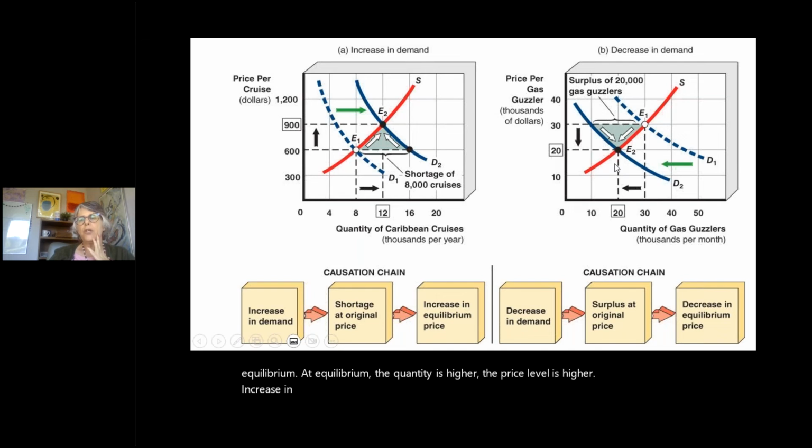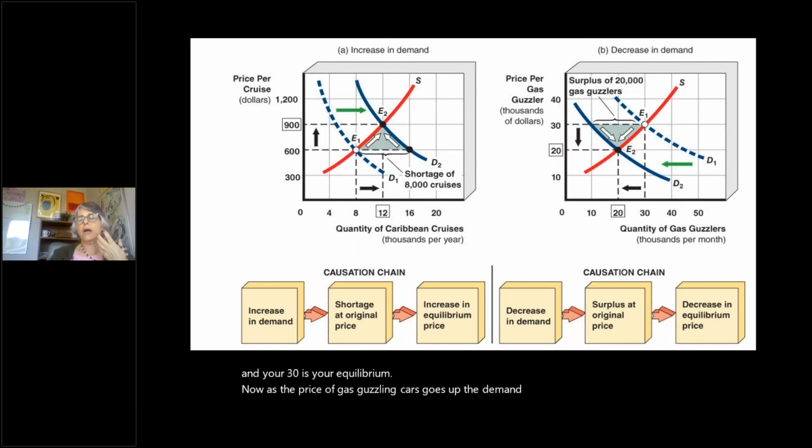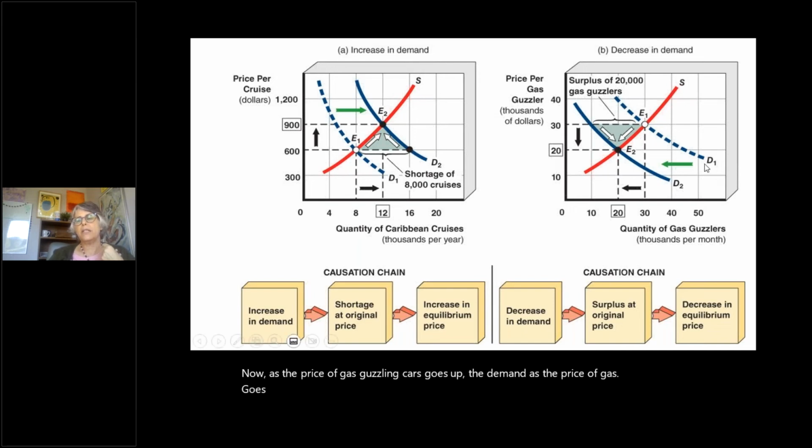Here again, you would start this picture with D1, S1. You have your 30, and your 30 is your equilibrium. Now, as the price of gas goes up, the demand for gas guzzling cars is going to decrease. When demand decreases, the whole curve shifts to the left, and we end up at a lower quantity and a lower price.